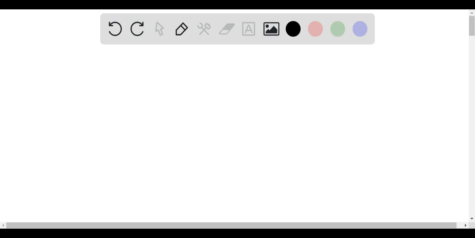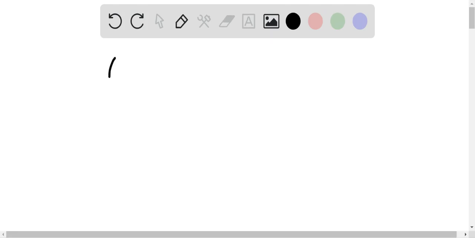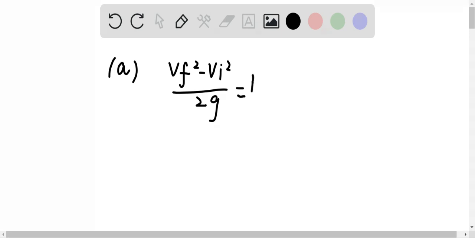Okay, so question A wants us to determine the speed when it hit the ground. We know (v final squared minus v initial squared) over 2g is equal to the height h. V final is the speed when it hits the ground, which is the final speed for this free fall motion. Vi is the initial speed. G is the acceleration of gravity. Since at the beginning it was at rest, there's no initial speed, so it simply equals v final squared over 2g is equal to h.